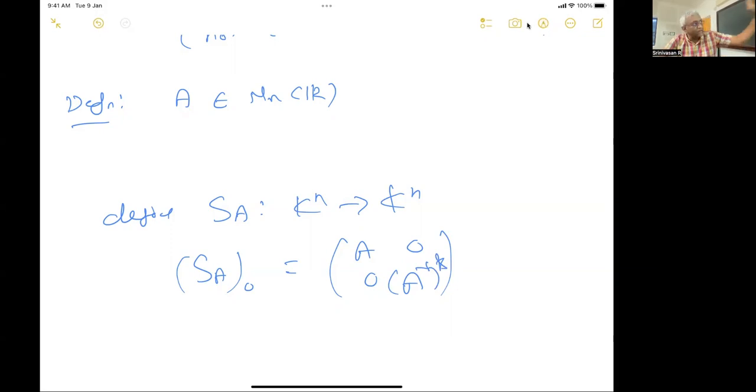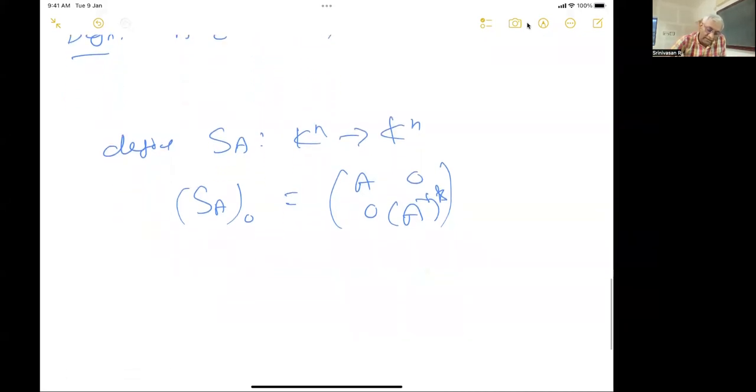So it acts on the real part as A, and on the imaginary part as A inverse. This will be only real linear unless A is unitary. If A is unitary, then it will be complex linear. Otherwise, it's just a real linear operator. So this S naught is real linear, and it's a symplectic isomorphism.